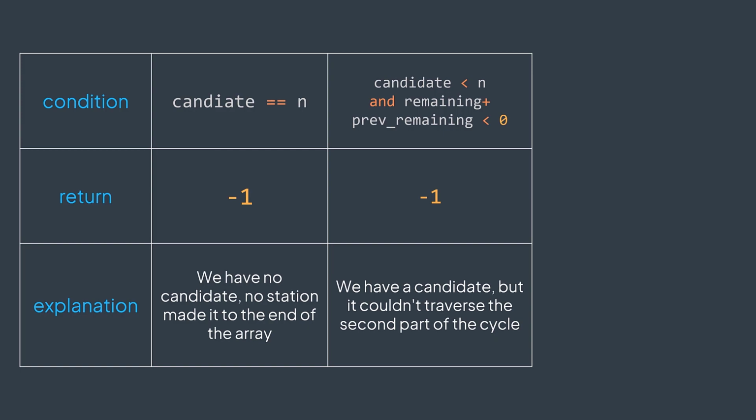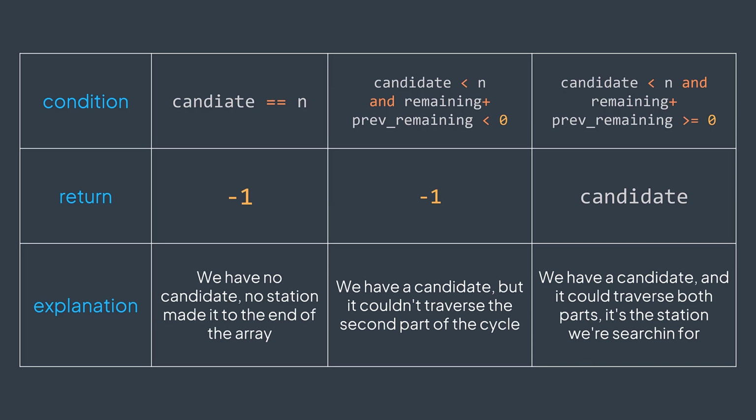Second case, we have a candidate, but when adding prev remaining, we found a negative result. It means that it stopped somewhere in the path from 0 to candidate. We return minus 1. And third case, we have a candidate and remaining plus prev remaining is not negative. So candidate is the valid station from where we start to be able to do a full cycle. We return it.